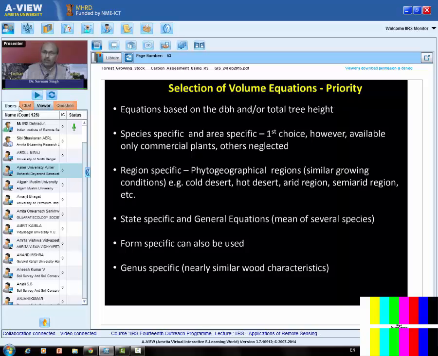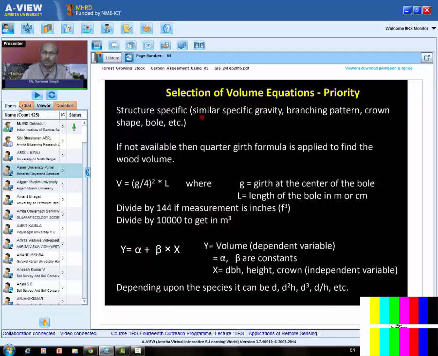You can get it. The best possibility is that if I can get an area-specific and species-specific equation, that should be my first choice. But if I do not get this, I will have several options. I can have a region-specific volume equation. I can have a state-specific or general equation. Any of these equations I can try to use. These are some of the examples.